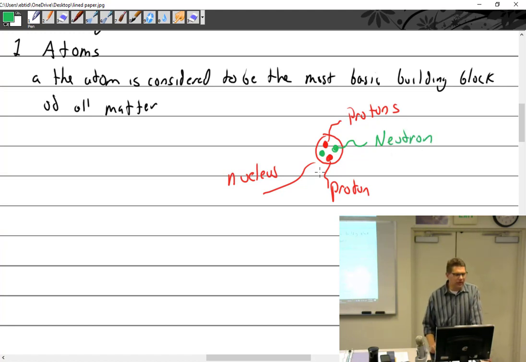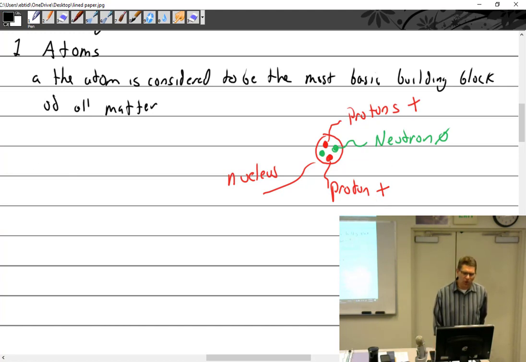So inside of the nucleus, which is the nougat center, which is really not nougat, I don't think, there are protons and neutrons. Protons have a charge, and their charge is positive. Now, why is it positive? Well, at some point somebody just said, I'm going to call that little charge positive, and everything worked out from there. The neutron has no charge.